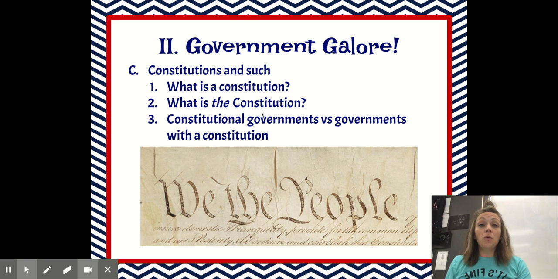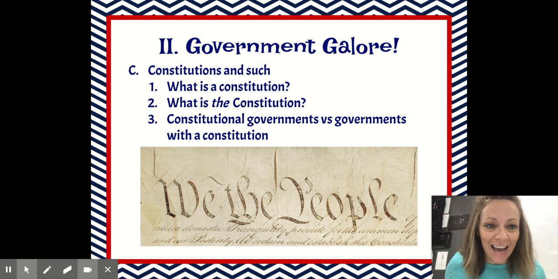Okay. So, what is the Constitution? The Constitution, our Constitution, is, of course, our American governing document. Now, it's not the first governing document. If you can think back to something we talked about in class previously, what was our first governing document? The Articles of Confederation. Exactly right.